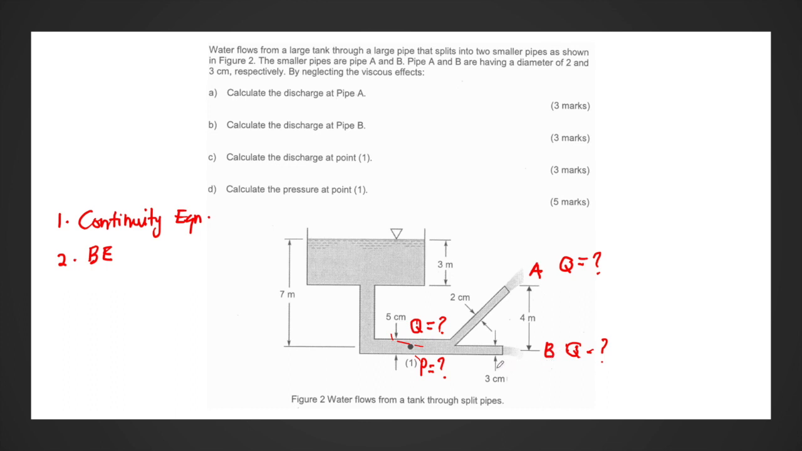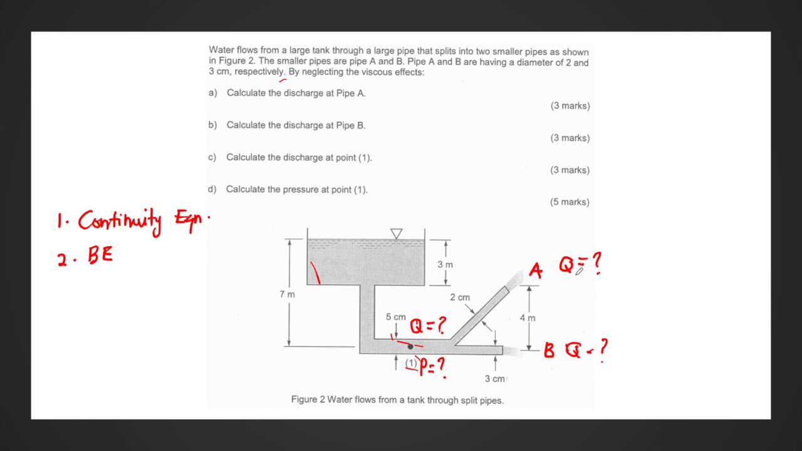We can use velocity to find Q. Then take a look at the velocity. Do we have velocity at point 1? Take a look at this question. Is there any velocity mentioned or given for point number 1 and point B? No. Therefore, we cannot use the continuity equation to solve discharge at point A. Now, our only option is to use Bernoulli's equation. So we solve for point number 1 first. Calculate the discharge at pipe A.